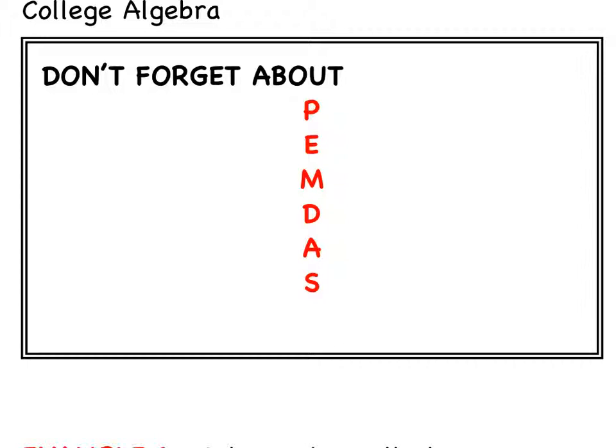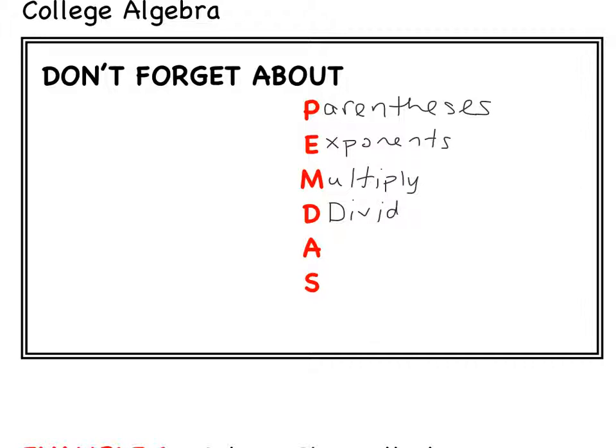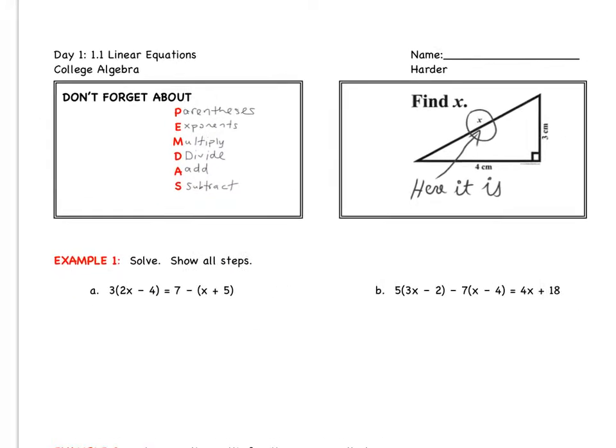First, P stands for parentheses. What does E stand for? Well, we've already talked about this. That's our exponents, so you take care of those first. Then we've got multiply and divide, those go hand in hand. And then we've got add and subtract. Those are our order of operations. You guys are pretty familiar with those at this point in the game.